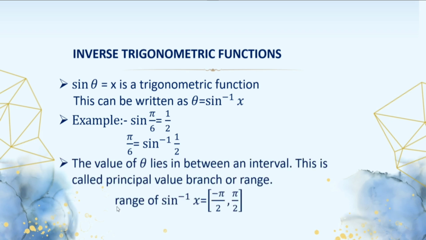Now, we know that the value of theta should lie between an interval, and this interval is called as principal value branch or range. The value of sine inverse of x lies in the range minus pi by 2 to pi by 2. So if we take a value of sine inverse of x, it lies between the interval minus pi by 2, that is minus 90 degree, and pi by 2, that is plus 90 degree.